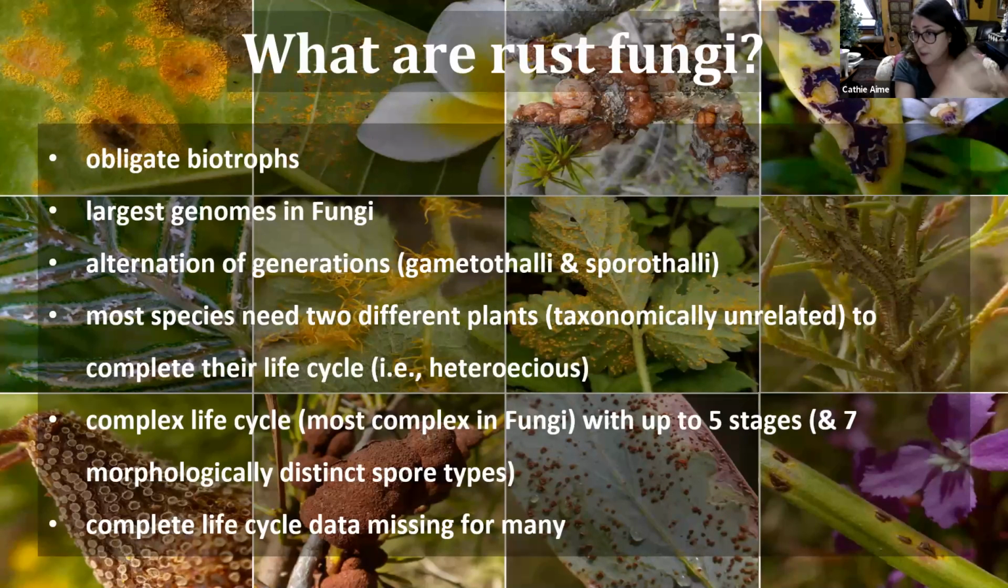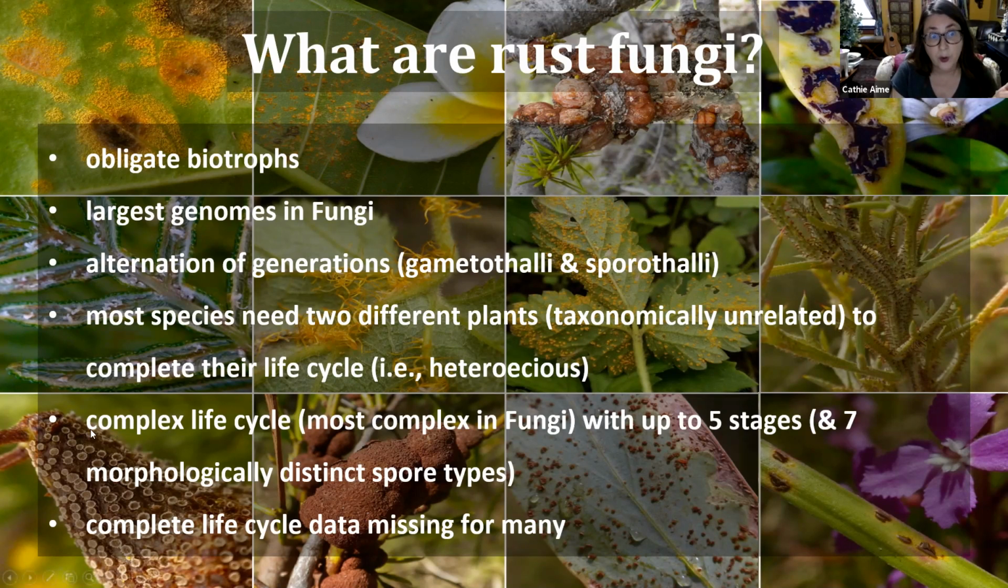So they'll form a gametothallus on one host and then a sporothallus on a different host that's completely unrelated to the first one. And again, this happens at different points in the life cycle, very strict points in time. And these features together, again, really make them unique in fungi.